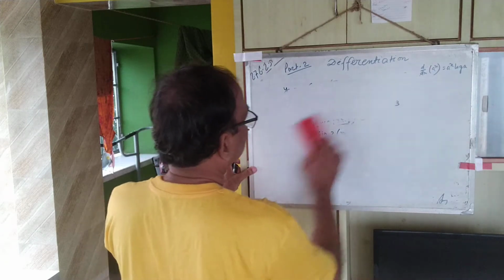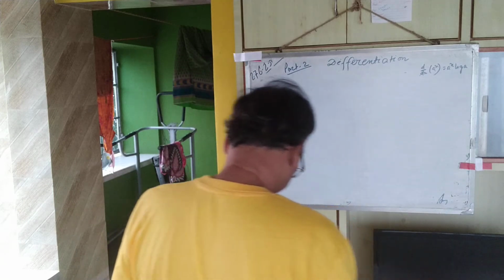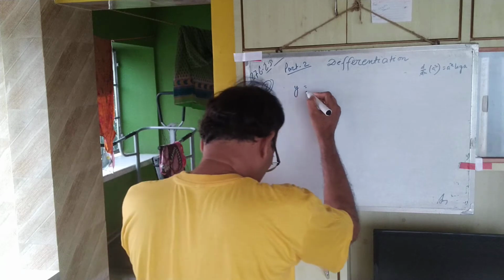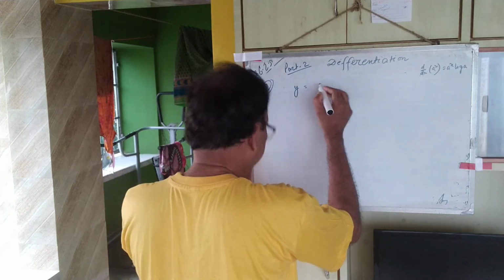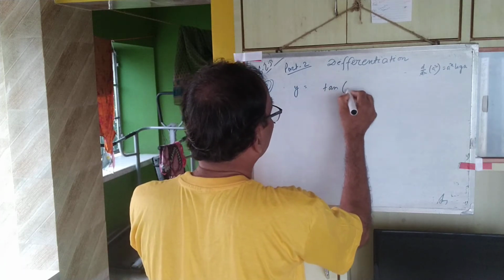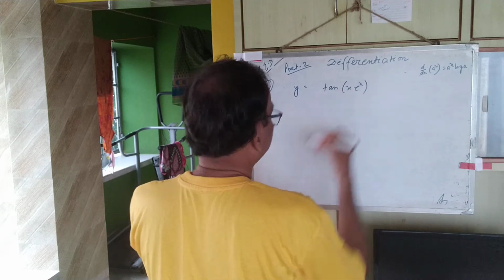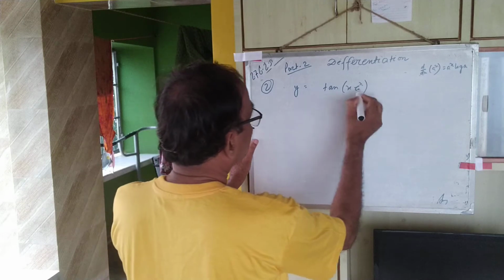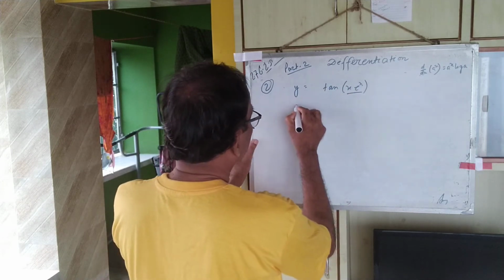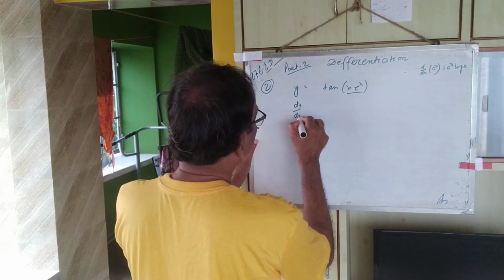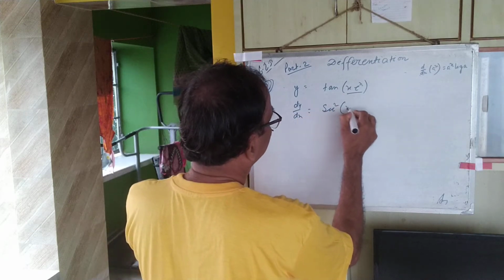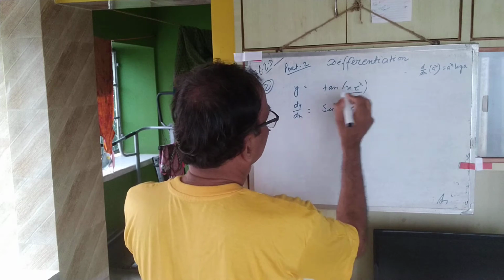Next, sum number 2. y equals tan(x e to the power x). Differentiating with respect to x, this is treated as tan x. Then dy/dx equals the derivative of tan x, sec squared, so sec squared (x e to the power x).